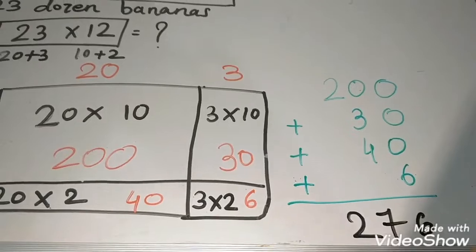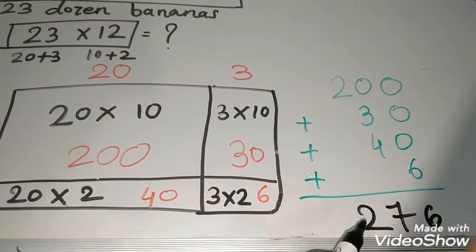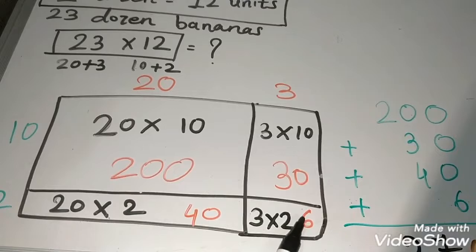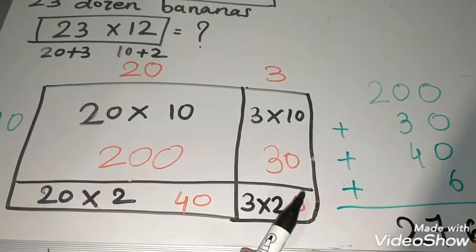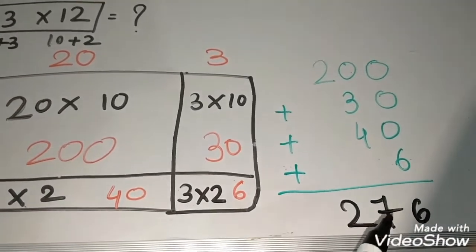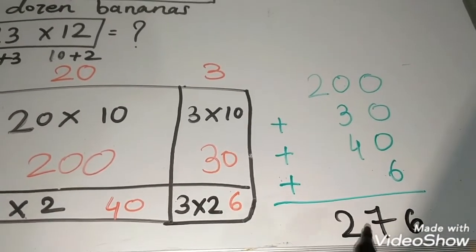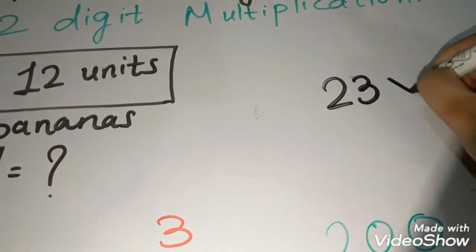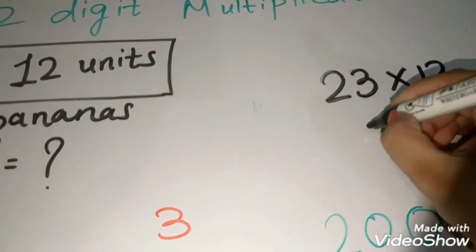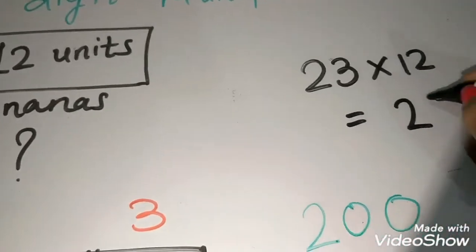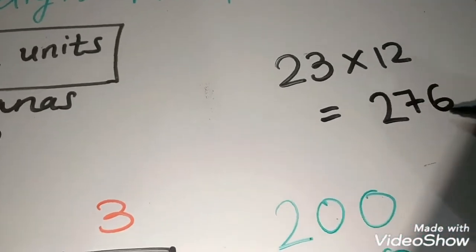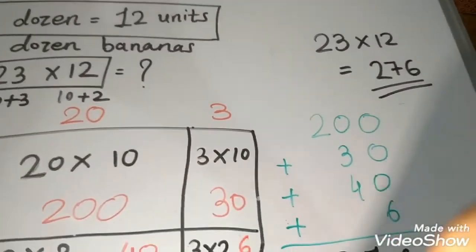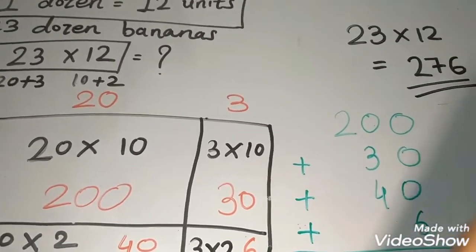276. So, for the final answer, we will add all the final numbers in the boxes. So, we can say that 23 dozen bananas are equal to 276 bananas.